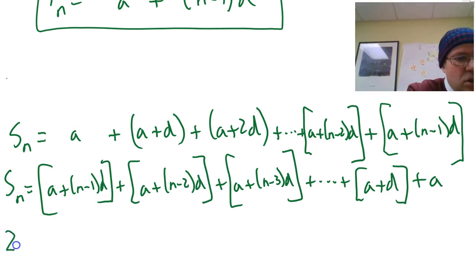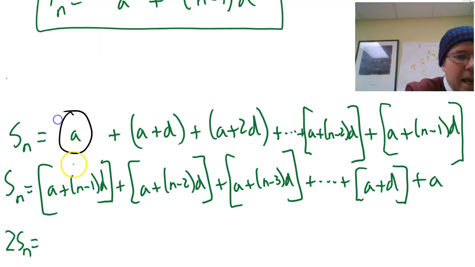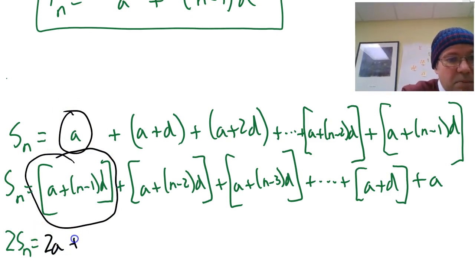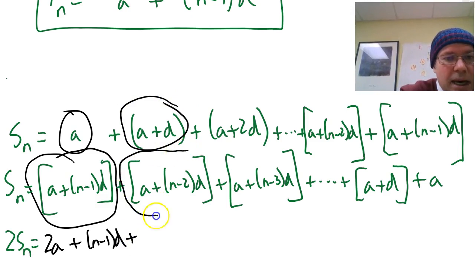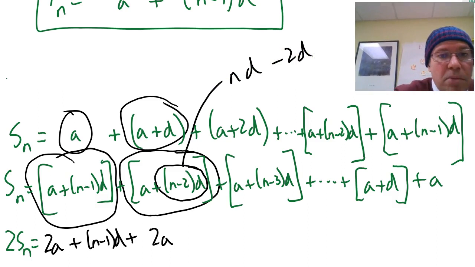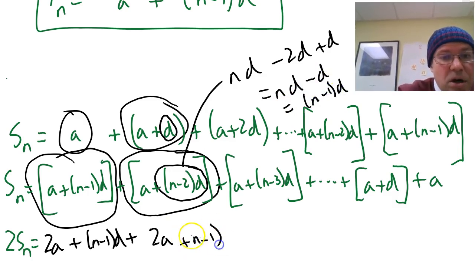So Sn add Sn, that's double my sum, and this is where it gets interesting. I've got to add a, which is the first term of the sequence, and a plus (n minus 1)d is the last term. Well, a add a is 2a. So I've got 2a plus (n minus 1)d. Plus, now let's add the next pair, a plus d, and a plus (n minus 2)d. Well, a plus a is 2a again. Now, let's consider this. If I multiply that bracket out, I've got nd minus 2d, but I've got to add a d. So when I add a d, I'm going to end up with nd minus d, which again factors to (n minus 1)d.